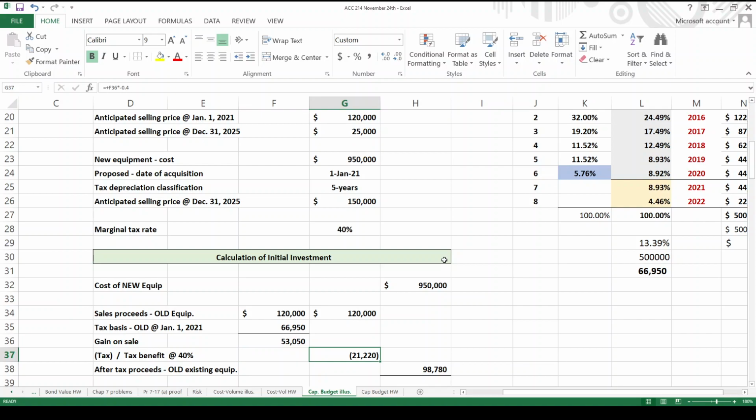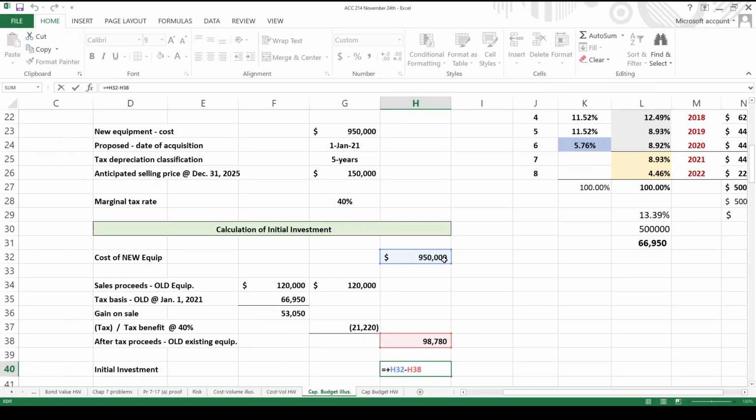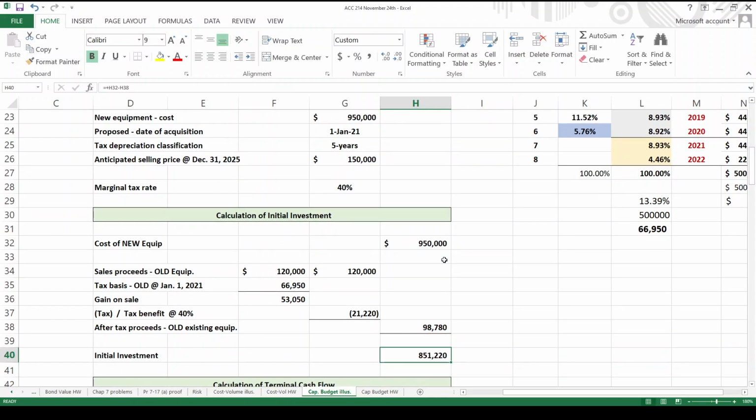All right. 21,220 is the tax. Bad news. Good news, you got 120. What's the difference? I got $98,000 after tax for the old equipment. Now, if I go with the new equipment, I am going to collect this 98K, and I'm going to offset it against the 950, and I'm going to get to our number, which is the initial investment. Take the cost of the new, deduct the after-tax proceeds of the old. Bingo! Initial investment.